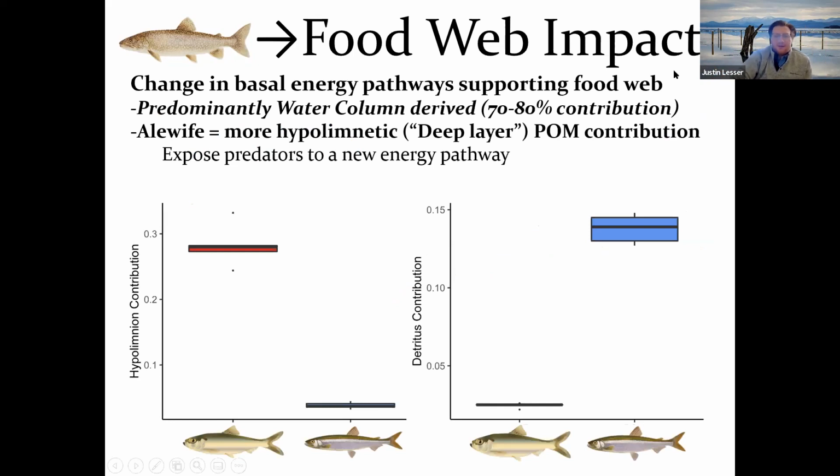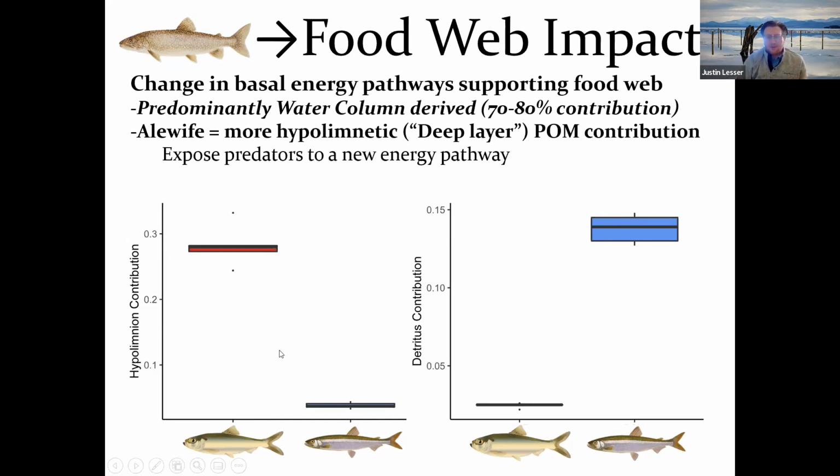Additionally, and this is data from preliminary stable isotope analysis. So these are mixing model results from preliminary stable isotope analysis, where we actually see that alewife seem to derive more of their own biomass from sources from this hypolimnetic deep layer of phytoplankton. Whereas rainbow smelt get more of their biomass from detritus.